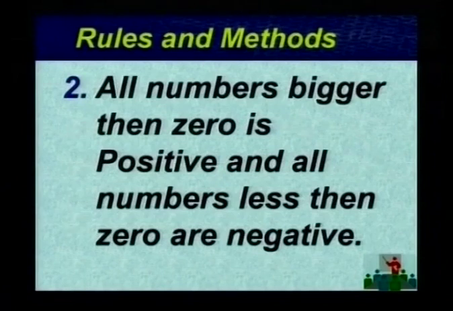And the last point for us to follow: all numbers bigger than 0 are positive, and all numbers that are less than 0 are negative. So from that number line, I already told you which ones are negative numbers and which ones are positive.